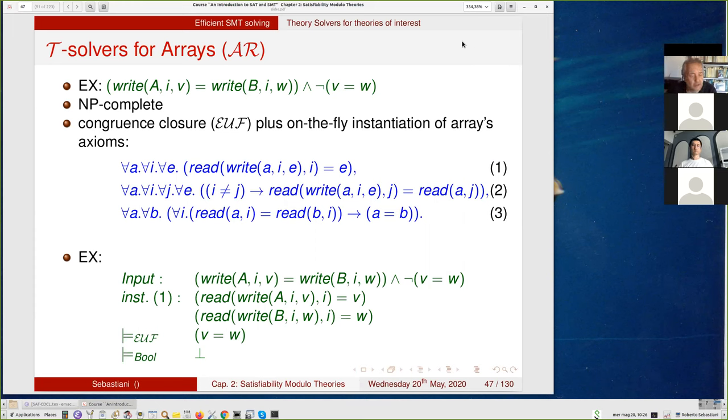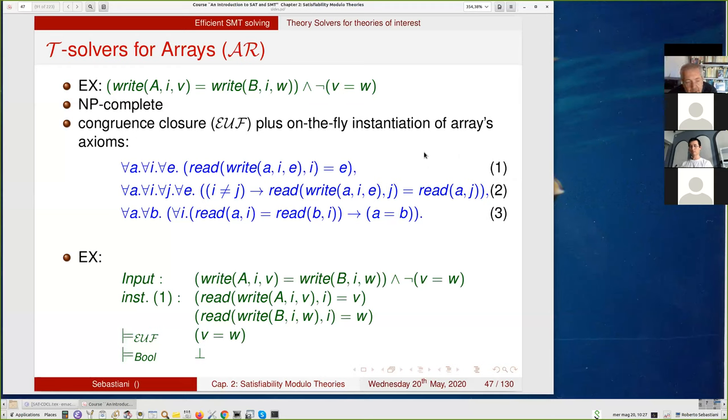The two functions are write and read. Write is a function which takes an array, an index, and an element, and returns an updated version of the array in which you have written element E on the array A in position I. The other one is read. Read A J reads the element of index J in the array A and returns the value.